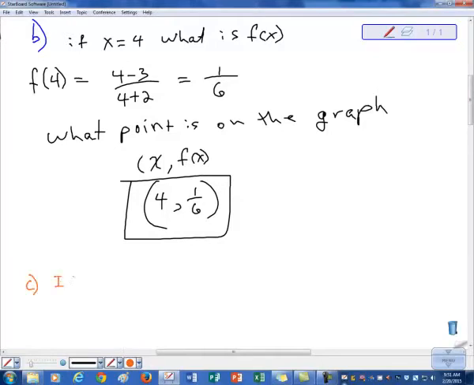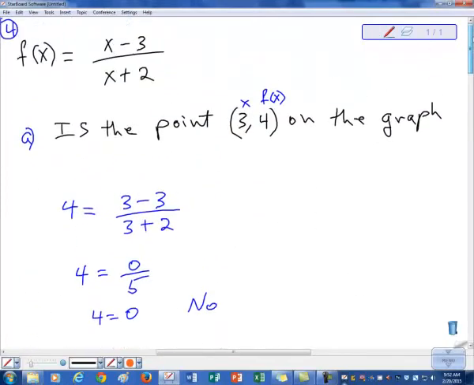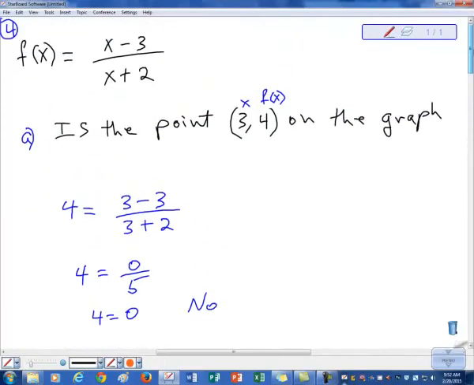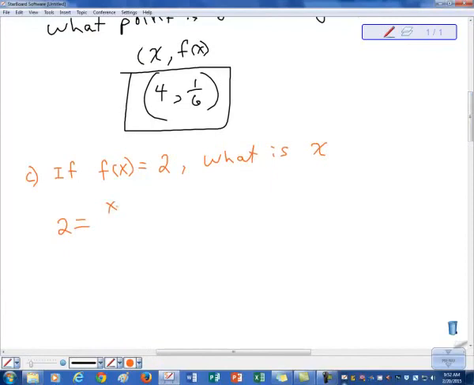If f of x is equal to 2, what is x? So now for our function f of x equals x minus 3 over x plus 2, we put the 2 in the f of x side. So this is 2 equals x minus 3 over x plus 2, and then we solve.